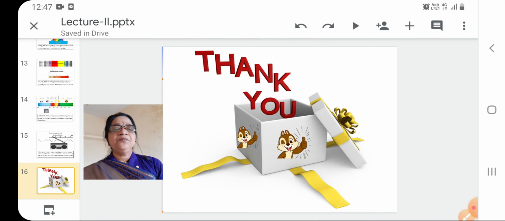Now today we will finish at this point, and next we will see the types of excitations, then the molecular excitations: rotational, vibrational, electronic excitation, etc.